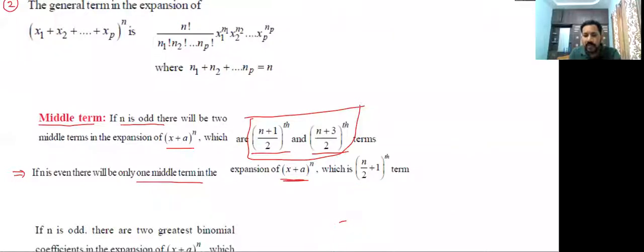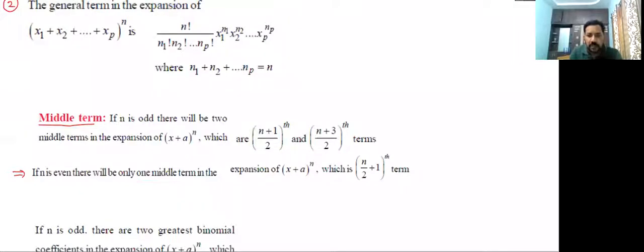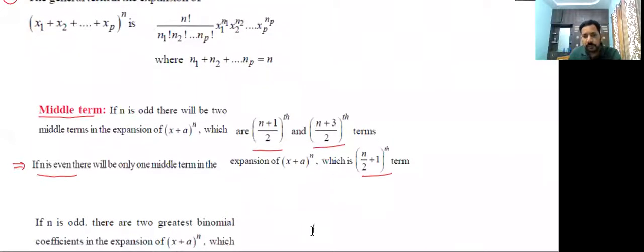What are the middle terms? If n is odd, there are two middle terms, those are (n plus 1) by 2 and (n plus 3) by 2. If n is even, there is only one middle term, that is the (n by 2 plus 1)th term. Students, have all of you understood now?